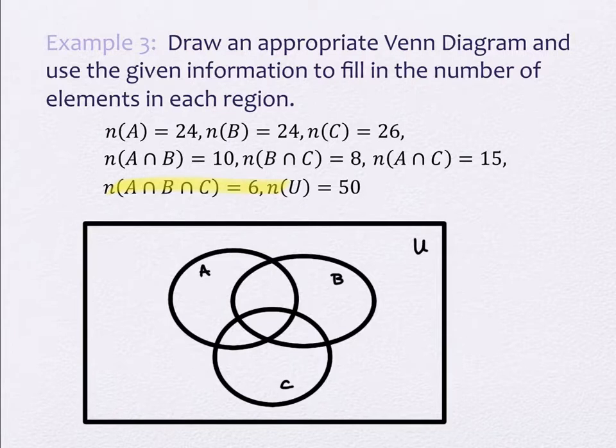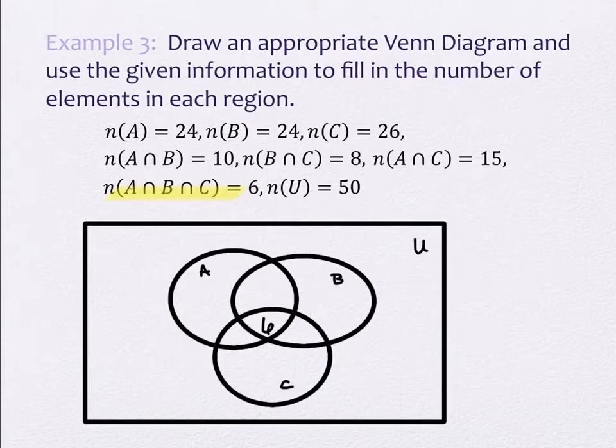It tells me information about one specific piece on this diagram, the very, very middle, because it's supposed to be the intersection of all 3 sets. That's good stuff right there. Because if I fill this 6 in right here, and we'll mark off that we did it, we'll mark it off right here.